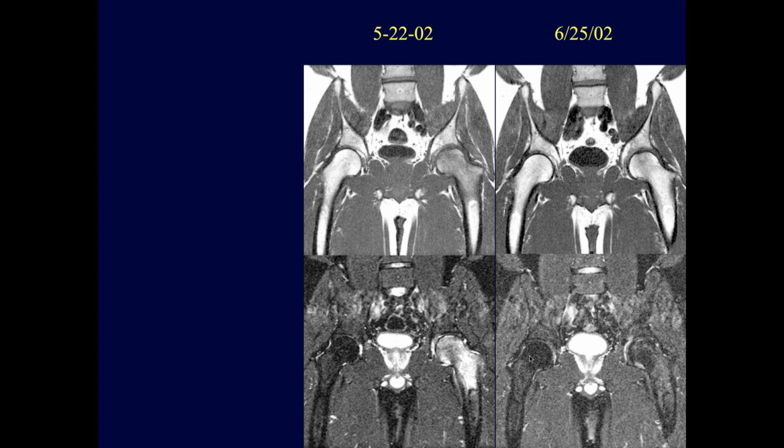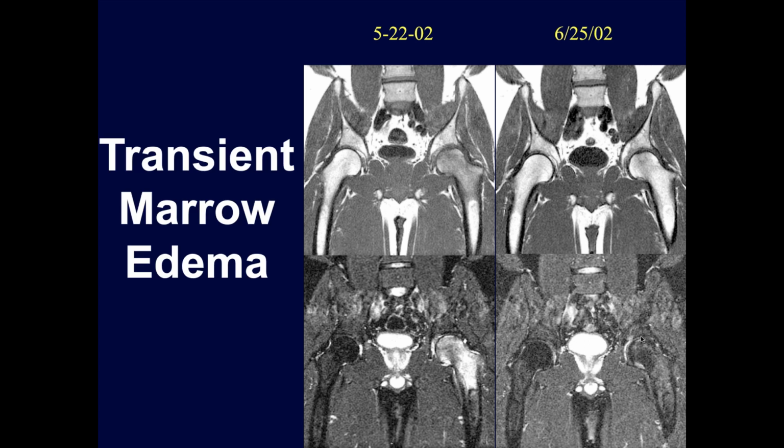All right, so we have two sets of scan coronals, and you can see that in the first set in May 2002, you see a significant bone marrow edema pattern involving the femoral head and neck of the left femur, and then you can see it resolving, well, mostly resolving in June 25th, and this is that transient marrow edema. Okay. Oh, there's a little bit of increased signal there, but it's mostly resolved.